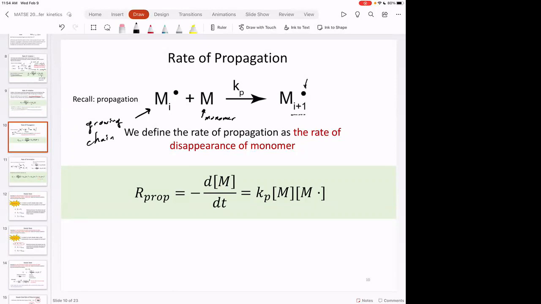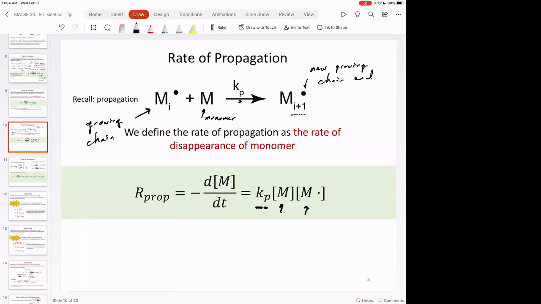Here's the radical. New growing chain end. And we have a rate of propagation. And so we have the disappearance of monomer as a function of time is the rate constant times the concentration of monomer times the concentration of growing chain ends.